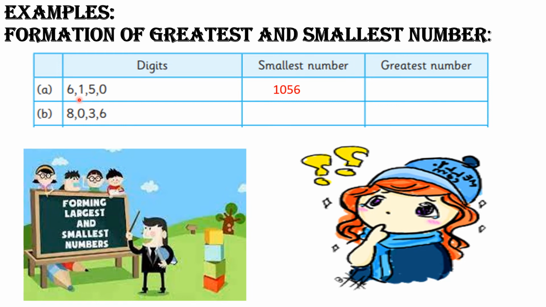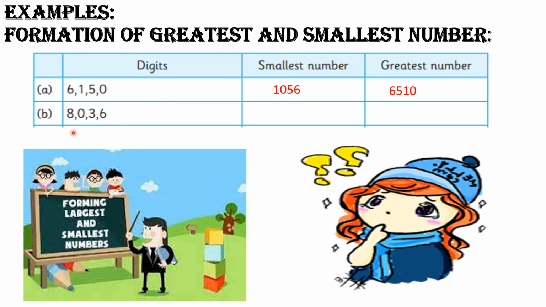1056. Now let's proceed with the greatest number, for which we'll see the greatest digit first, which is 6. Then comes 5 and then comes 1 and 0. So the greatest number is 6510. Let's proceed with the next example.